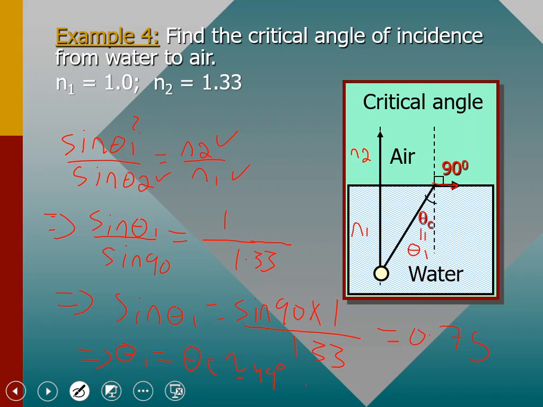So now we can deduce that if theta 1 is less than theta C, let's say 40 degrees, the light ray will deviate away from the normal and toward the surface. If theta 1 equals theta C, like in this case, it grazes the surface as we see here. And if theta 1 exceeds theta C, let's say 50, the light will undergo total internal reflection. So far so good.